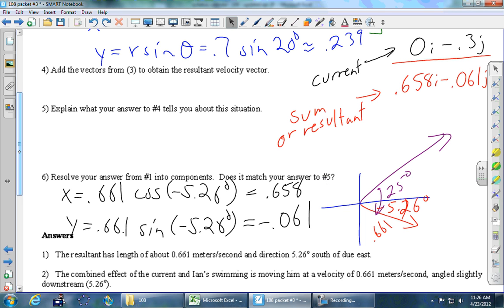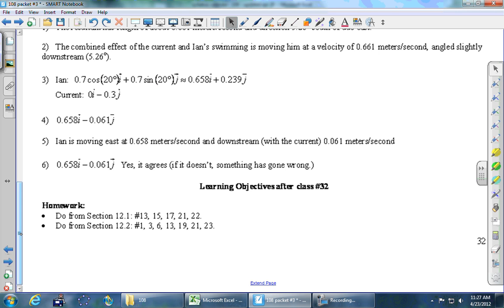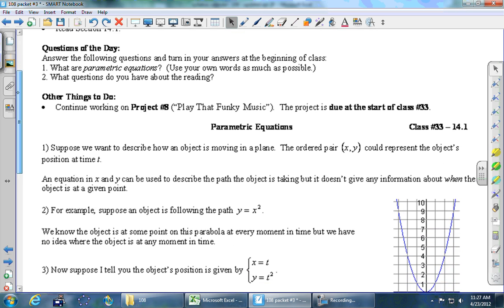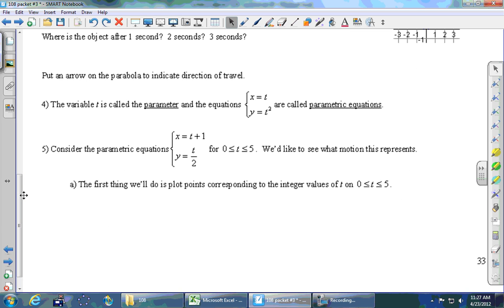Okay, we're going to move on. Any questions on this one? Okay, so the homework is right there at the bottom of this page. We're going to move on to the next section, but that is the only homework that is assigned for tonight. And let's go to the next page, 33.